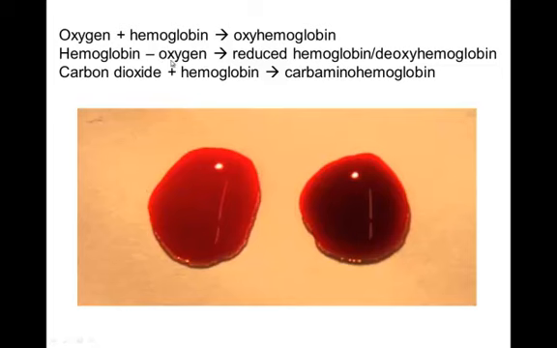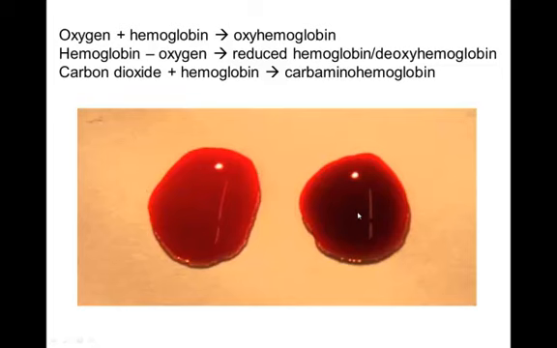So when oxygen leaves the hemoglobin, then we call the hemoglobin reduced. We say it's in the reduced state, and we call that hemoglobin now deoxyhemoglobin. And this is what deoxyhemoglobin looks like. It's a darker red color. This is deoxyhemoglobin right here.